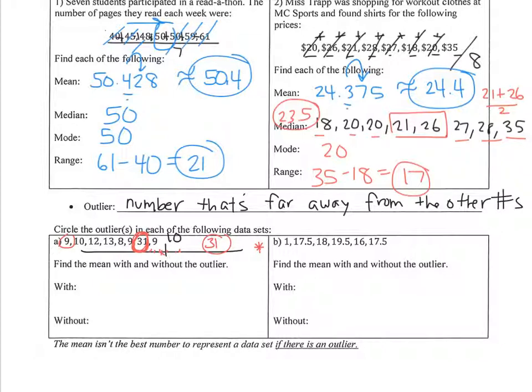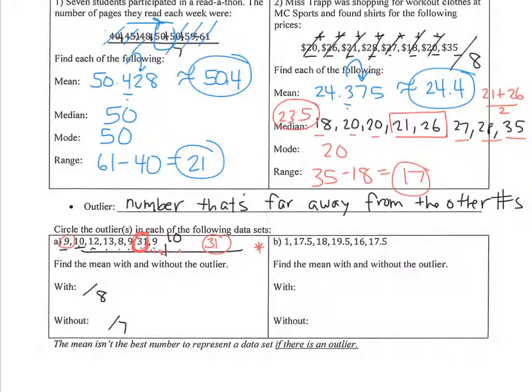So to find the mean with the outlier, I'm going to add all these up, 1, 2, 3, 4, 5, 6, 7, 8. I'm going to add up those numbers and divide by 8. To find it without, I'm going to add up the numbers and divide by 7 because I'm going to have one less data value. So I'm going to do that in my calculator right now.